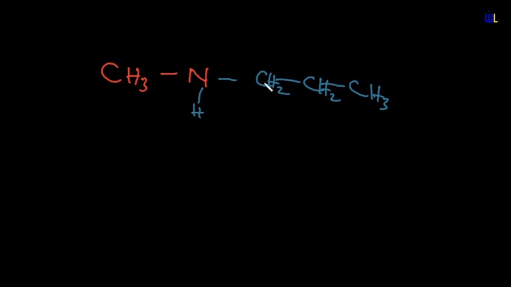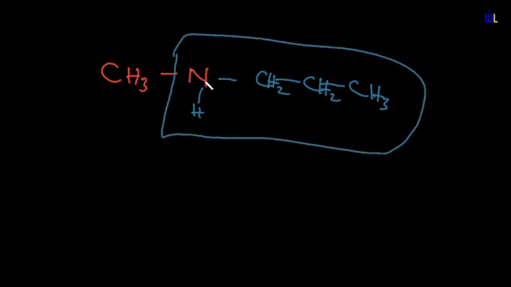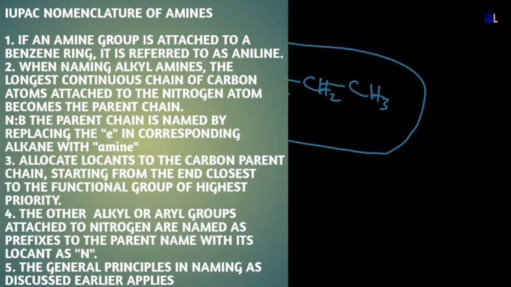So notice something. This side has 3 carbon atoms. This particular alkyl group is just 1, which means that according to this rule, this side with the longer chain will be attached to nitrogen and become the parent chain. So this is the parent chain. And if this is the parent chain, the implication is that we are going to be naming it. How do we name this parent chain? Very easy. The parent chain is simply named by replacing the E in the corresponding alkane with the suffix amine. So let's look at this.